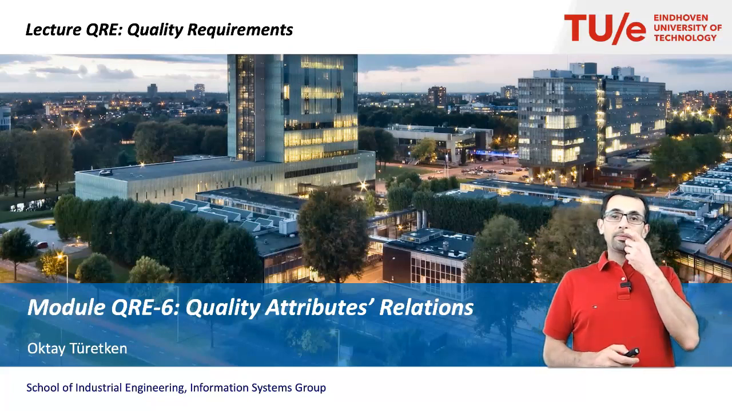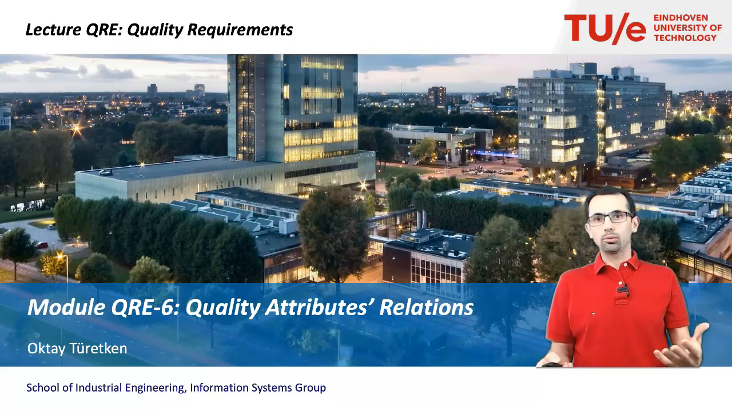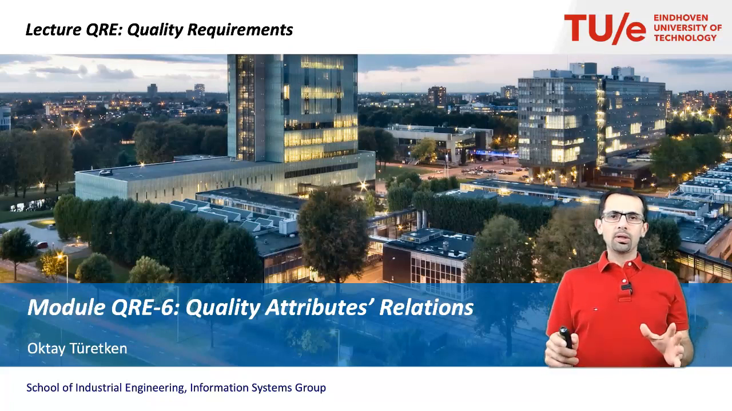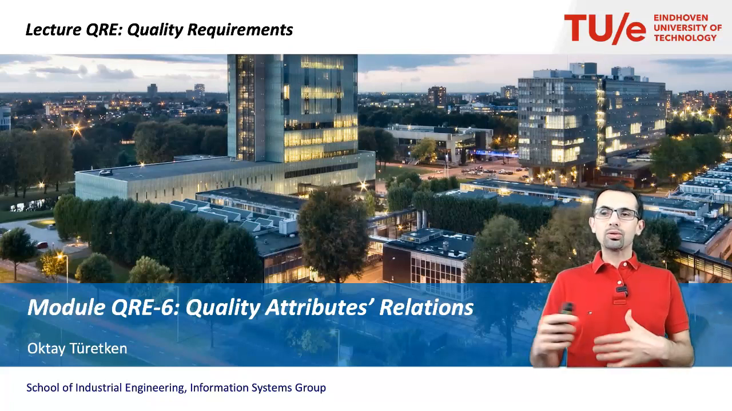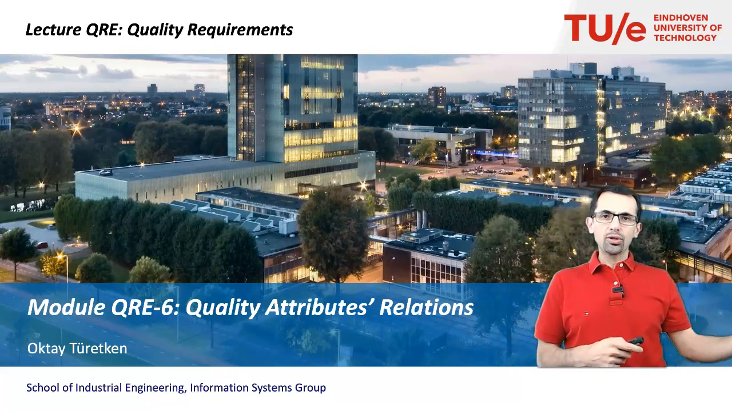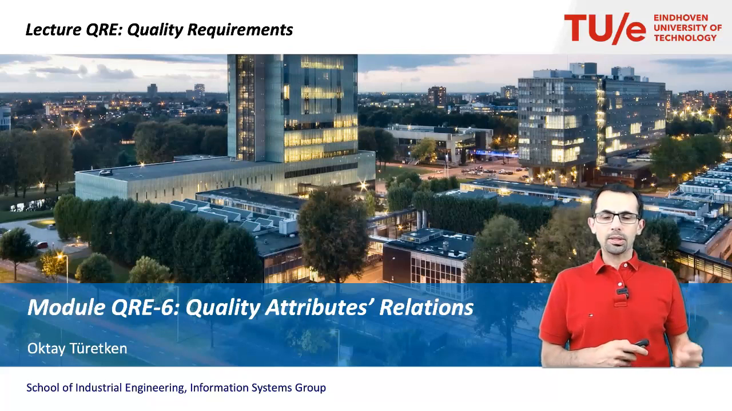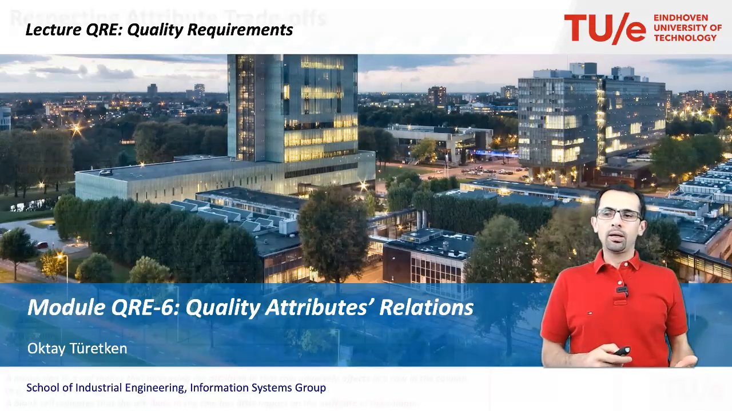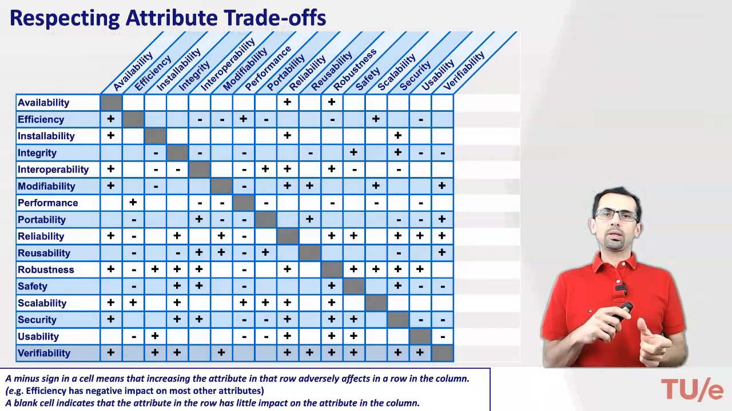Hello. In this last submodule of the quality requirements module, I'll be talking about the relationships between quality attributes, what comes next, and how these quality attributes are processed into other, let's say, future project components or concepts. First of all, I would like to discuss the interrelationships between quality attributes.